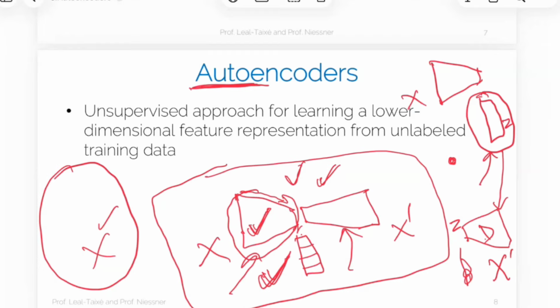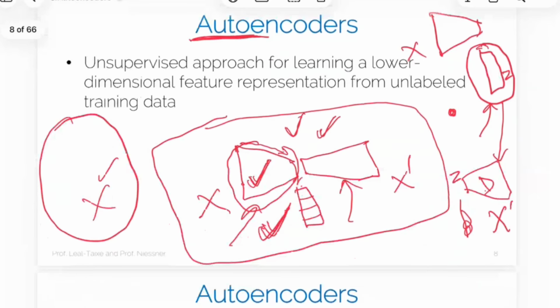Let's go for some other applications. Sometimes you might have used some dimensionality reduction method. Sometimes we need to reduce the dimension. So maybe you might have used PCA, principal component analysis, or LDA. These are methods for dimensionality reduction.